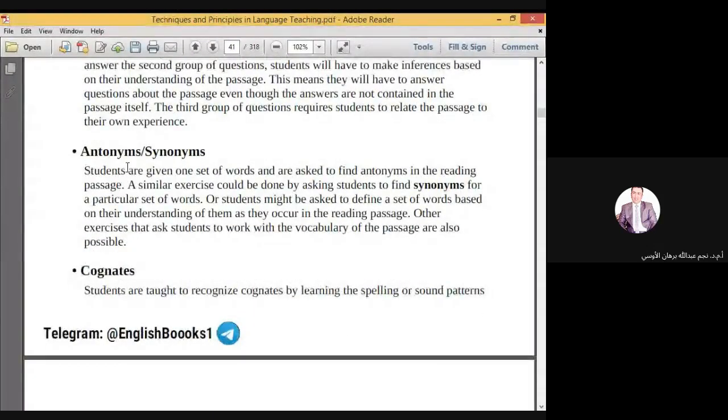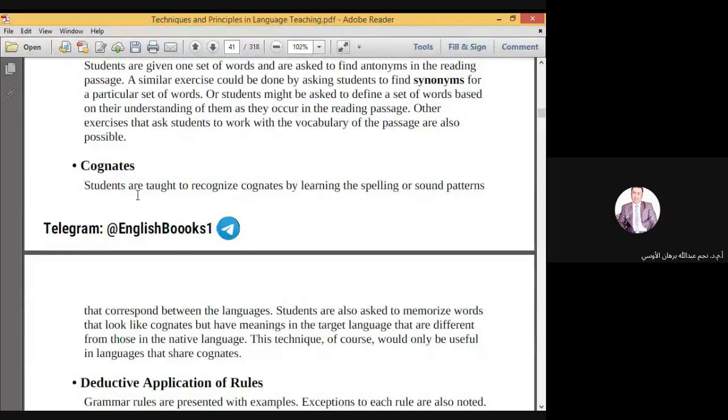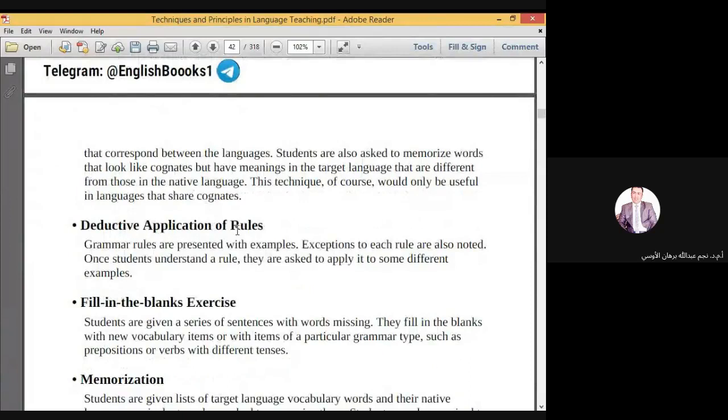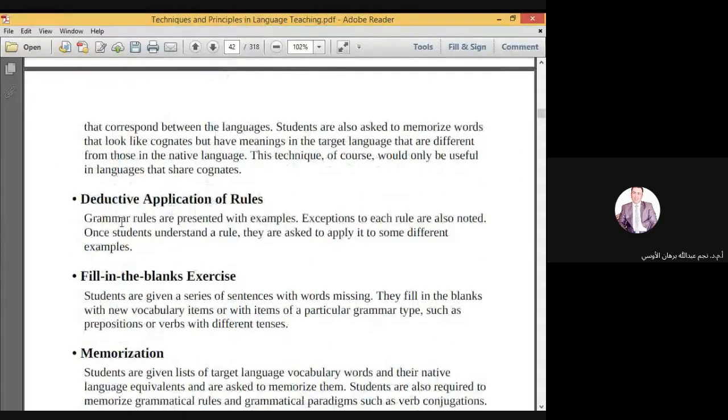And next, antonyms and synonyms. Students are given one set of words and asked to find antonyms in the reading, also synonyms. In Arabic, we call it opposite and similar meaning. In cognates, students are taught to recognize cognates by learning the spelling or sound patterns that correspond between the two languages. In deductive application of rules, what is this? It means grammar rules are presented with examples.